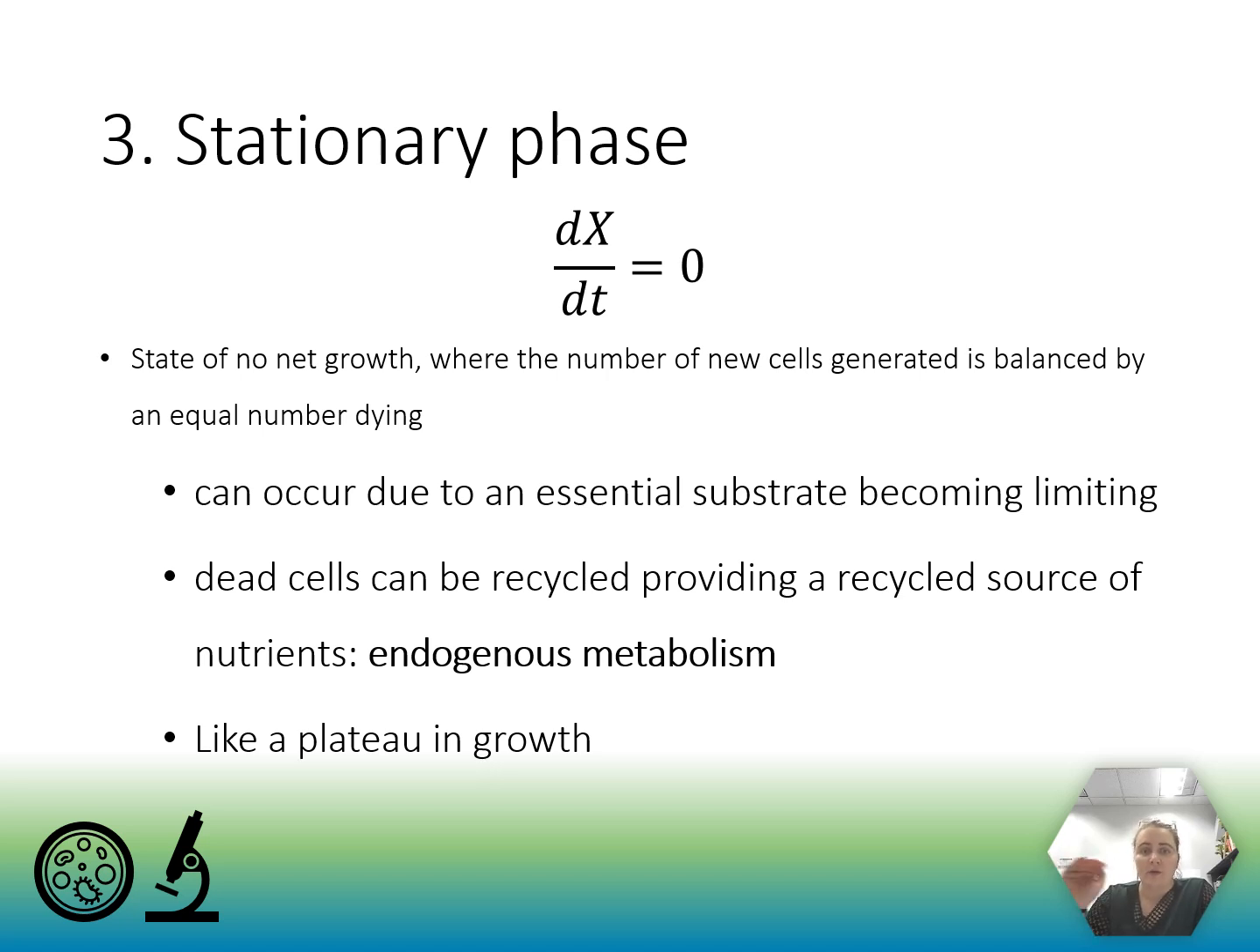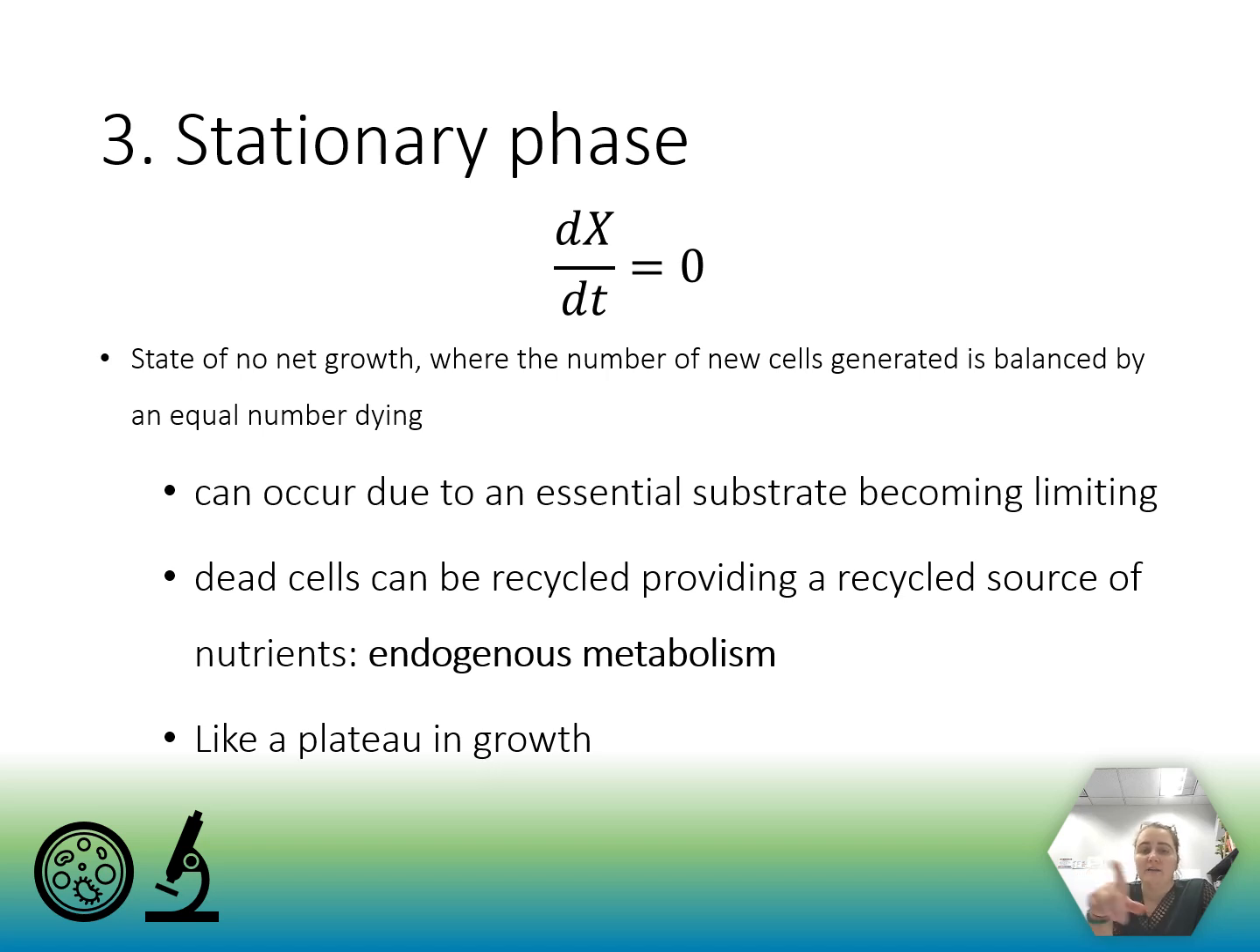So no net growth. The number of new cells that are being generated is balanced by the number that's dying, because cells are going to die as well in these systems, right? They don't just keep growing. They don't get bigger and bigger. They die over time. We can move to stationary phase if we move out of exponential phase when we have that substrate become limiting. So when we don't have enough nutrients for everybody, that's a limiting case. It's going to pull us out of exponential into stationary phase.